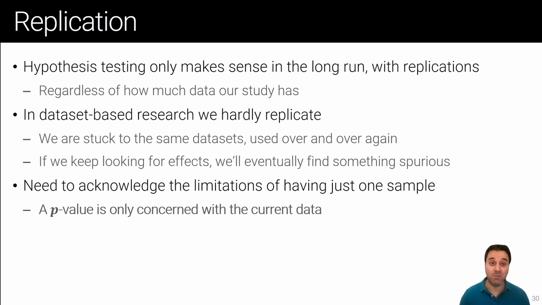And so if we keep looking for effects into the same data, eventually we're going to find something spurious. As I said in another video, if we strangle the data long enough, it's going to confess anything. So we need to acknowledge the limitations of having just one sample. The p-value again is concerned only with the one sample. Regardless of how large that sample is, it's only one. We should look into more samples, replicate our studies.